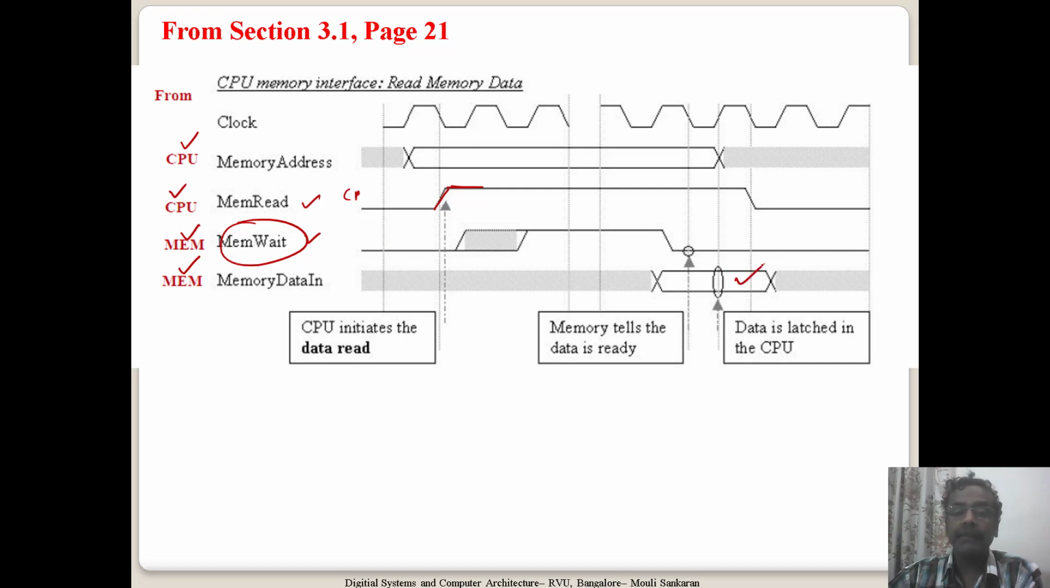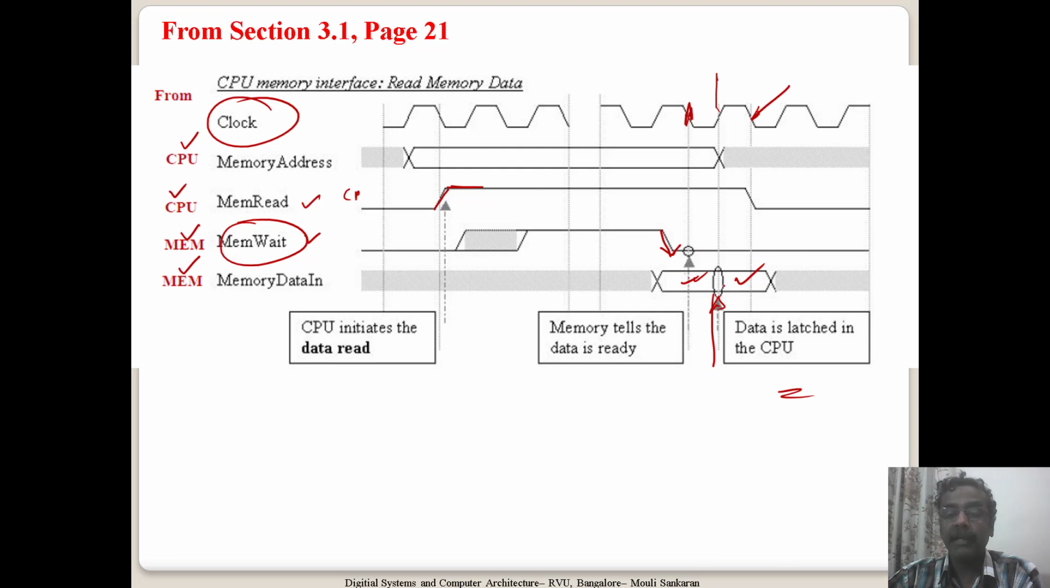So data is coming here, and after the data is put, memory is bringing down the wait signal to indicate that I have put the data, you take it. Now the CPU knows that, and it takes it during the edge. If it is a positive edge, it will latch on to this positive edge here. Data is latched on the positive edge because the clock is given as a positive edge clock signal. So it is actually latched here.